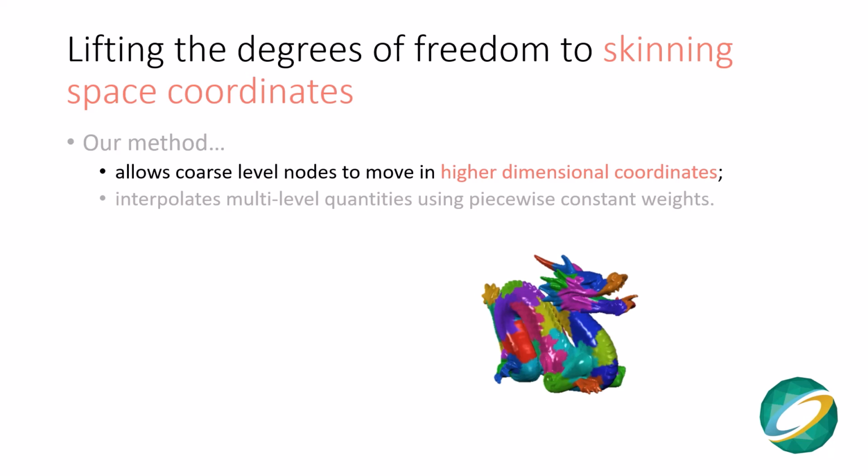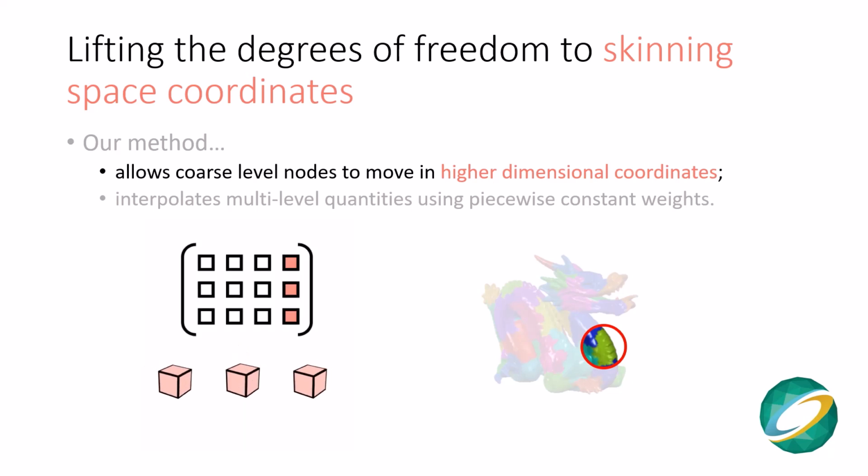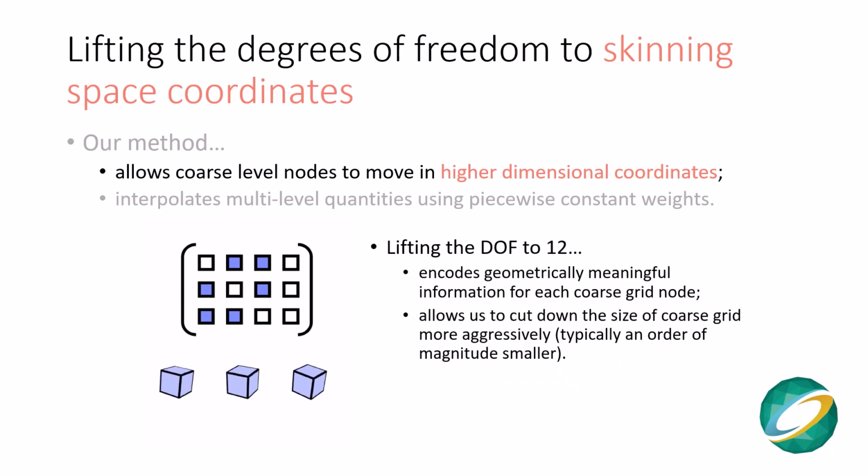We first lift the degrees of freedom of the coarser level nodes from 3 to 12, which lies in an affine transformation space. We call it a scaling space coordinates because we were inspired by Alex's 2012 SIGGRAPH paper, the fast automatic scaling transformations. This space encodes more geometrically meaningful information such as scaling, shearing, linearized rotation, and translation compared to the traditional positional space. And we find it particularly useful to cut down the size of the coarse grid more aggressively, typically an order of magnitude smaller.